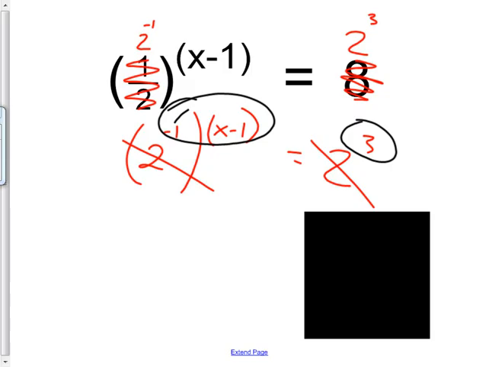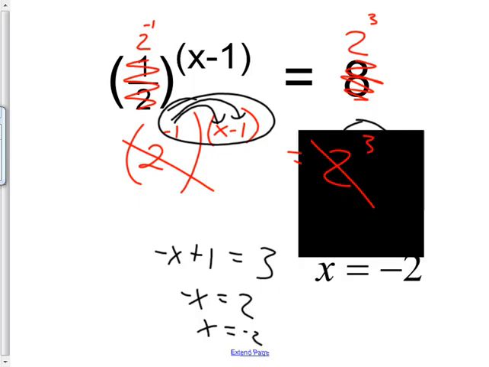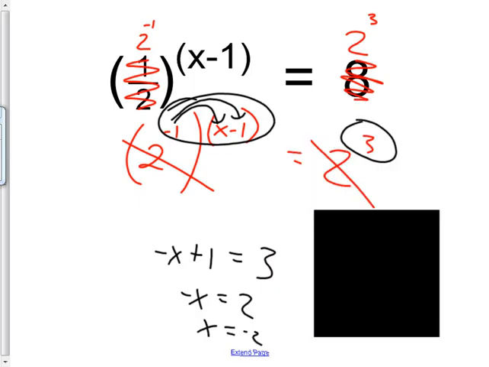So I'm going to multiply this times this and this times this. That'll be negative x plus 1 equals 3. And then I subtract 1 from both sides. Negative x equals 2. And then x equals negative 2. Raise your hand if you had that one right. All right. Now some of you missed that one. Do you have questions about how that worked?